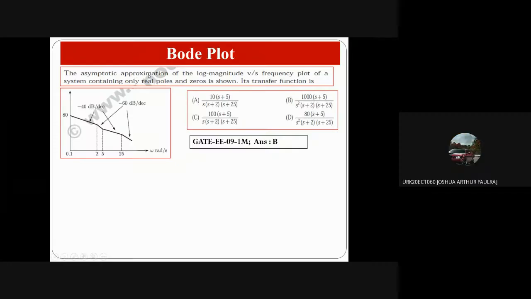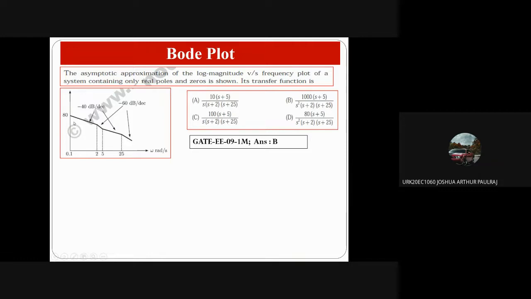Asymptotic approximation of the log magnitude versus frequency plot. An asymptotic approximation of the log magnitude versus frequency plot of a system containing only real poles and zeros is shown. So this is the Bode plot. The other name for the Bode plot is the asymptotic plot.